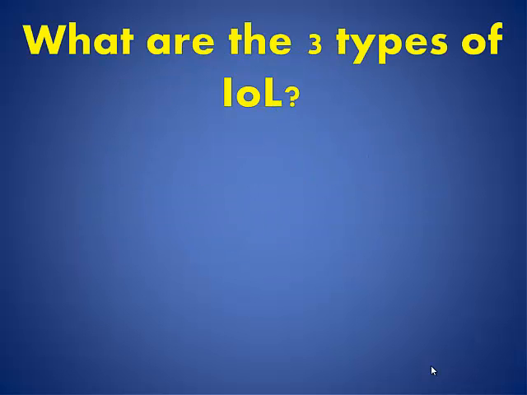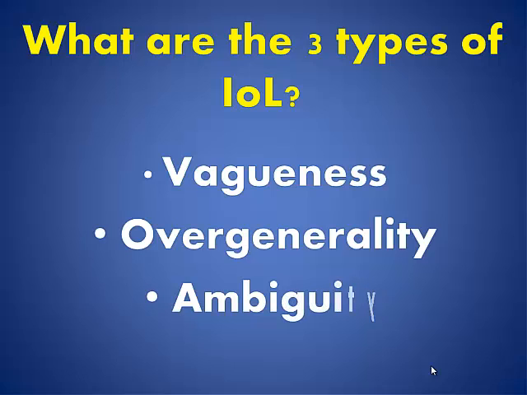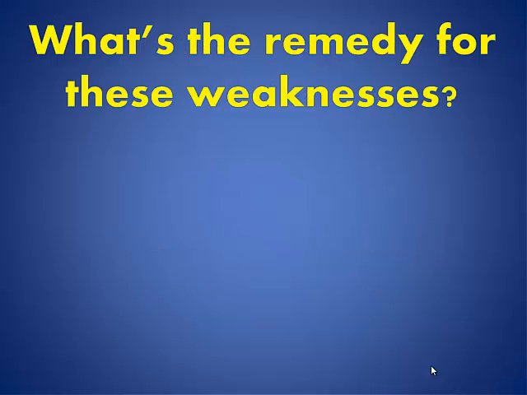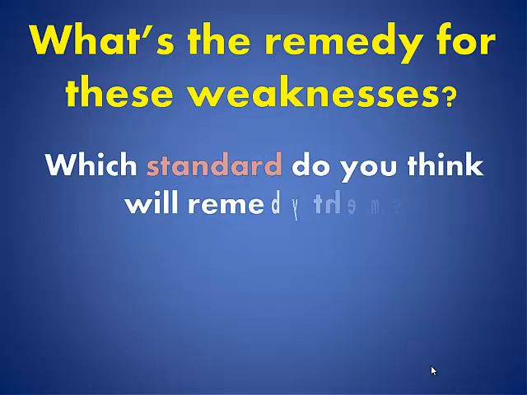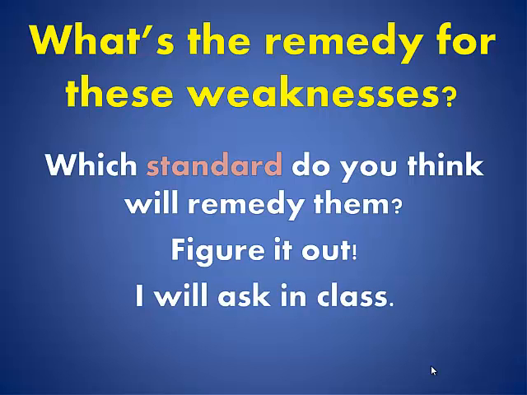What are the three types of IOL? The first type is vagueness, overgenerality, and ambiguity. What's the remedy for these weaknesses? Which standard do you think will remedy them? Figure it out, and I will ask in class. Make sure that you know it.